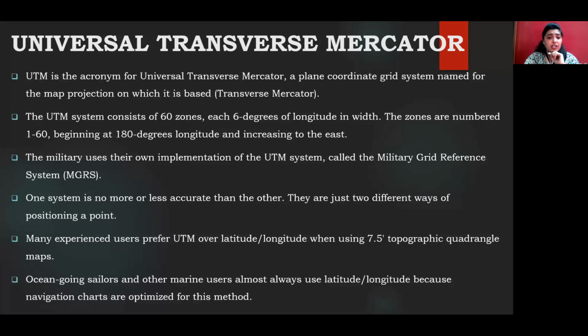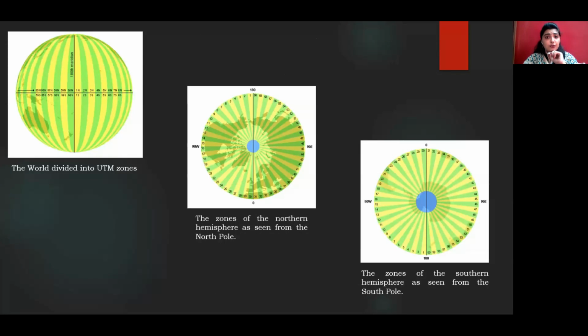see the navigation charts and to optimize the kind of methods they use for their own sailing. So it becomes easier for them when it comes to constructing a map, and hence they use the UTM coordinates. So that's how the earth is being divided. It's been divided into 60 zones.